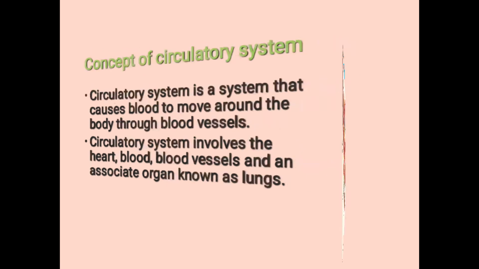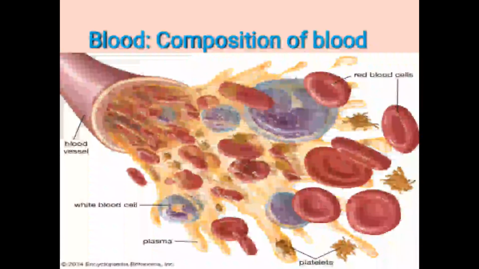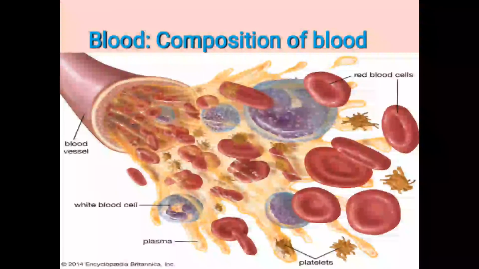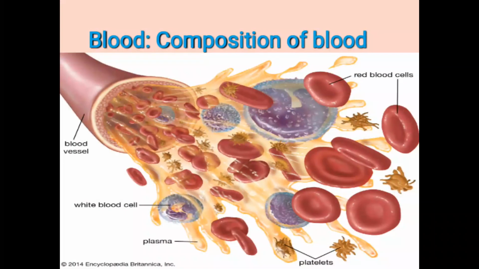So the first thing that we're going to look at under the things that make up the circulatory system is the blood. And we'll be able to discuss simply the composition of blood. When we're looking at the composition of blood, we're simply talking of those things that make up blood. It is important that we understand the things that are found in blood. We also need to know the functions of each of the things that are found in blood.